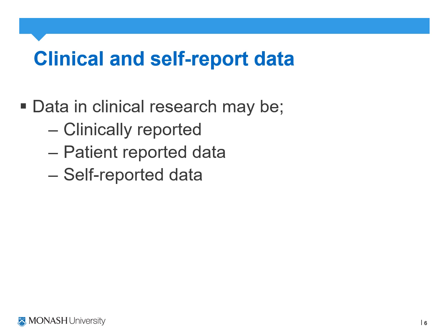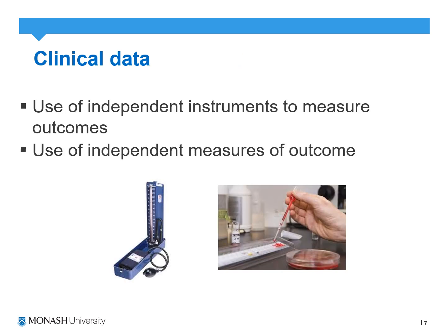Now, data in clinical research and public health research can be reported from a variety of perspectives, whether it be clinically reported, patient-reported, or self-reported data. So clinical data uses independent instruments to measure the outcome. So something like blood pressure, assays, etc., where we're using these instruments which have been independently calibrated in order to measure the outcome of interest. So whether it be blood pressure, whether it be looking at red blood cell count, whatever it may be.